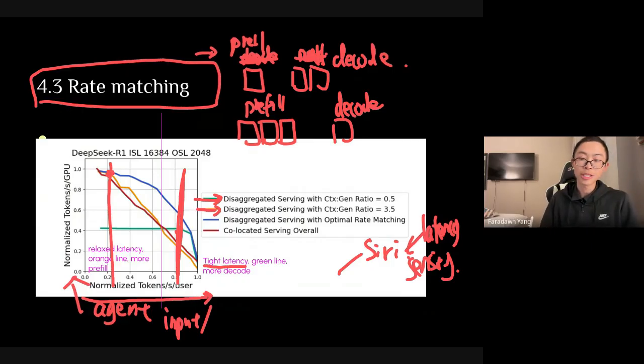So if you were to deploy an agent system like a Chrome browser agent, or RAG agent, then you should have more prefill servers than decode servers.